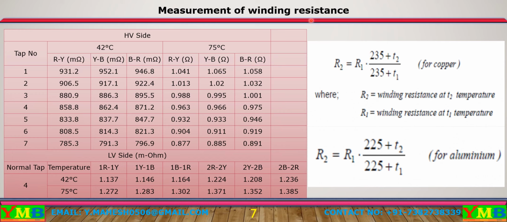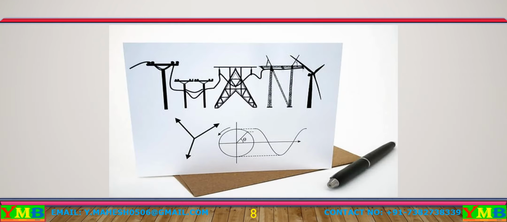Now see the test report. This is the HV side test report, and this is the LV side test report. We measure the resistance on each and every tap between phase to phase at ambient temperature, then we convert it into 75 degree standard temperature by using this formula. And in the LV side test report, we calculate the resistance at normal tap at ambient temperature. This is one section, this is another section. We can then calculate the standard temperature by using this formula. Thank you very much for listening.